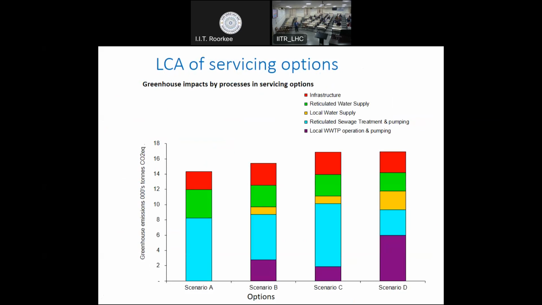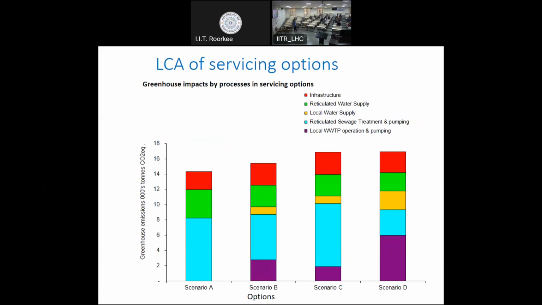Then you can see the reticulation system, the energy required, and then the wastewater operation. Each and every aspect we separated, and then we got the overall LCA, the greenhouse gas emissions in CO2 equivalent. The interesting part here is scenario A, which uses conventional centralized approaches, where we are getting the minimum amount of greenhouse gas emissions.